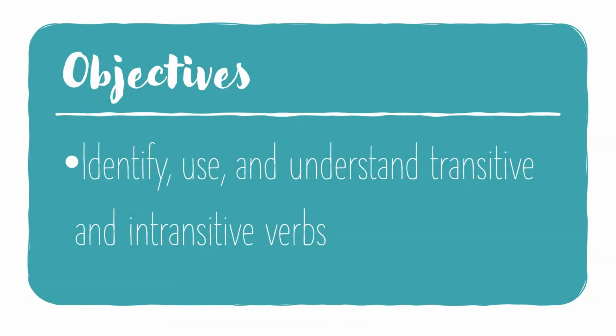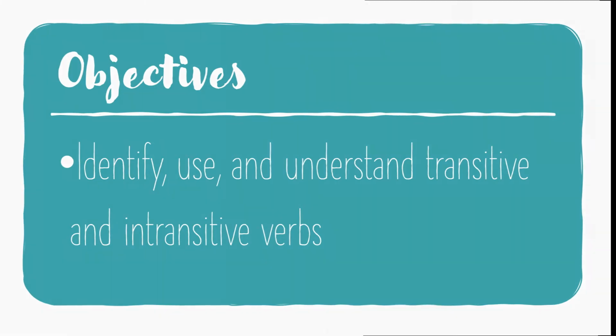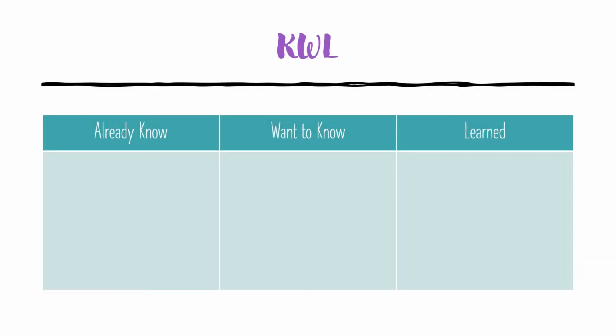So the objectives of this lesson. First, you should identify, use, and understand transitive and intransitive verbs, and we will distinguish between the two. As usual, use your KLW table in order to write what you already know about transitive and intransitive verbs. Then you write your questions and the things you still want to know about the transitive and intransitive verbs, and also maybe about verbs in general if you are still struggling with them. And finally, what you have learned in this lesson.